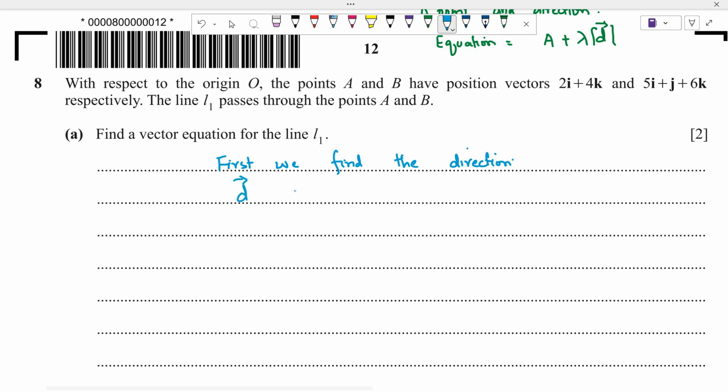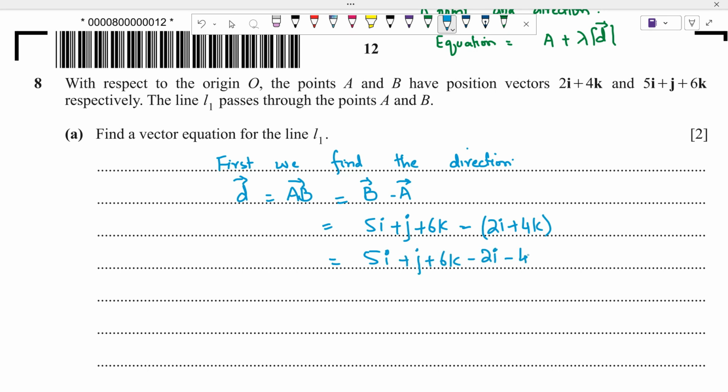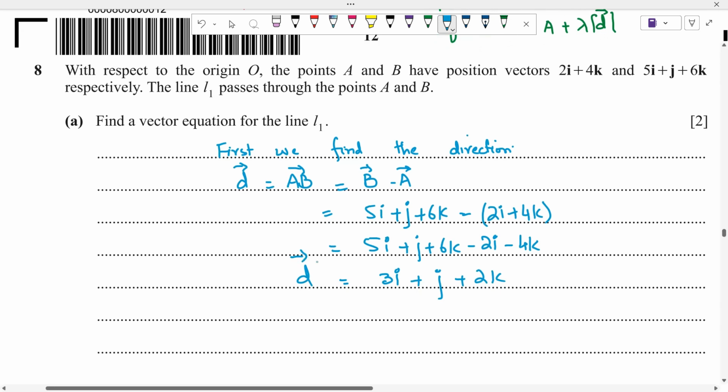Direction is equal to AB, which is equal to B minus A. In this case B is 5i plus j plus 6k minus A, which is 2i plus 4k. So we have 5i plus j plus 6k minus 2i minus 4k. Solving further, 5i minus 2i is 3i, plus j, and 6k minus 4k is plus 2k. So we have the direction.